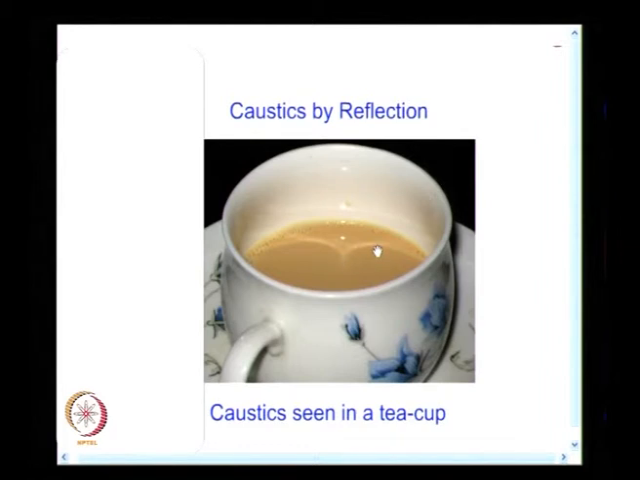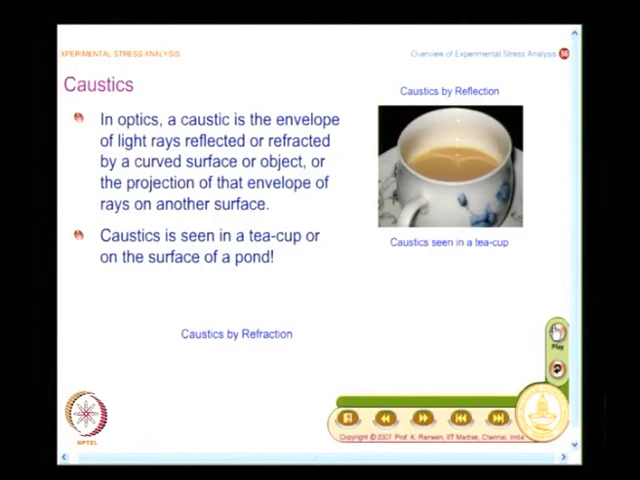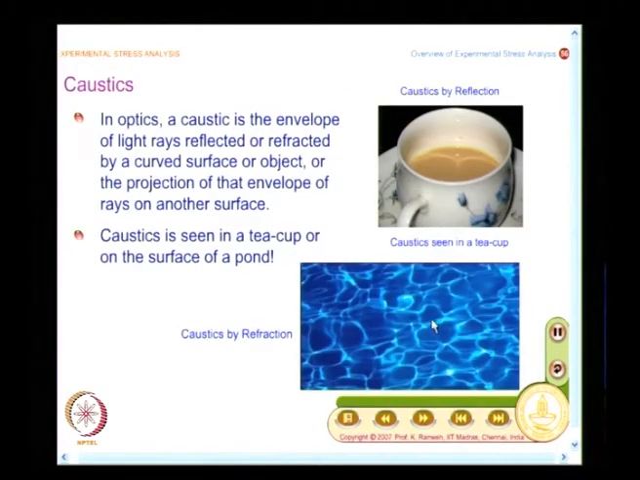We use it for measuring high stress gradient problems, but this is the physical principle. And when you go to a pond, you may also see nice structures like this, and all these silver lines that you see are because of the phenomenon of caustics. Now, you might have noticed it, but you may not have named it. Now, you can go and see these are all nothing but caustics. So, caustics is seen in a teacup or on the surface of a pond.